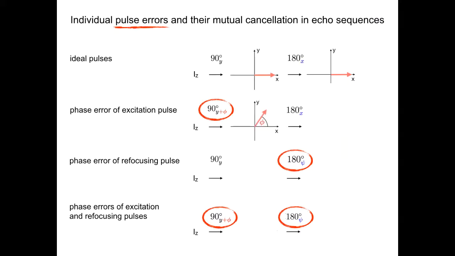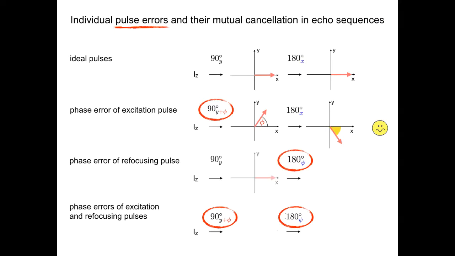Now, if the first pulse has a phase error, maybe not for all offsets, but for some offsets, in this case the magnetization does not end along the X-axis, but the phase error is phi. It ends up with angle phi away from the X-axis. If we now apply a 180-degree x rotation, so it rotates around the x-axis, so it ends up here, but not along the x-axis where we want all the magnetization vectors to end up. So pretty bad.